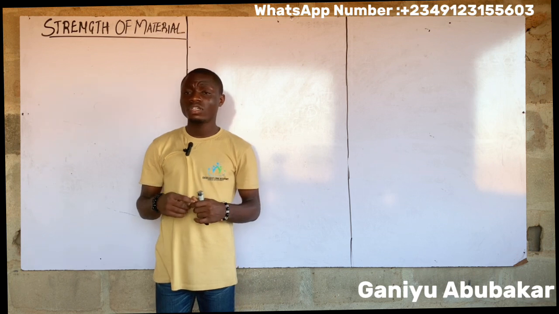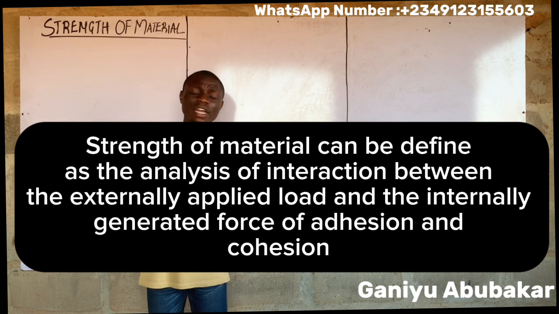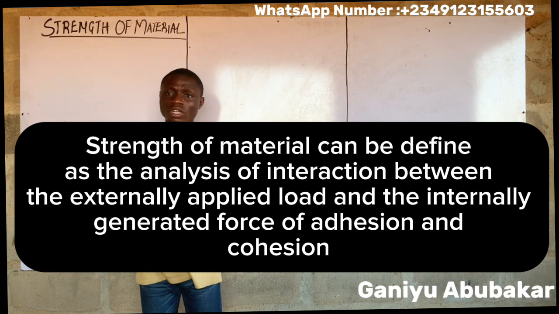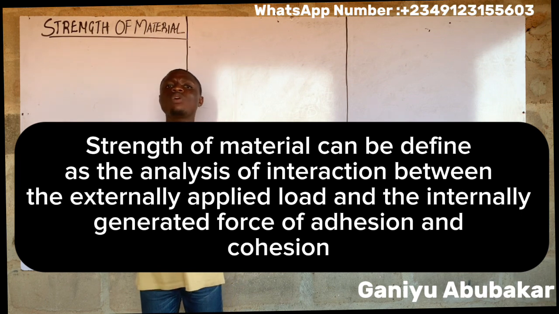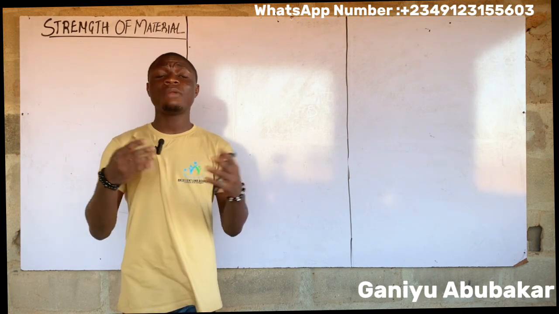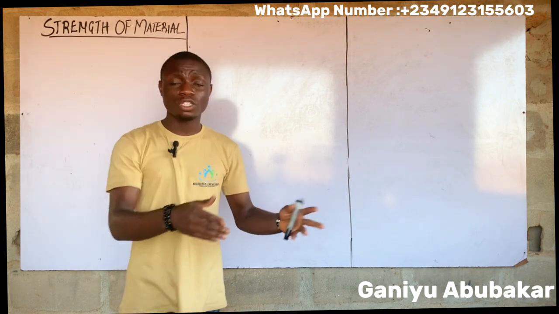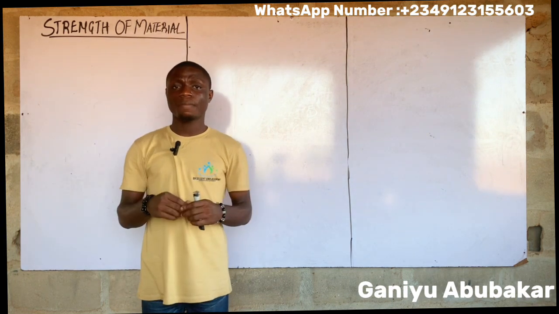By definition, strength of material can be defined as the analysis of the interaction between the externally applied load and the internal generated forces of adhesion and cohesion. That's your definition for strength of material. When it comes to the study of this course, there are some terms we need to be familiar with. Let's discuss these terms one after the other.